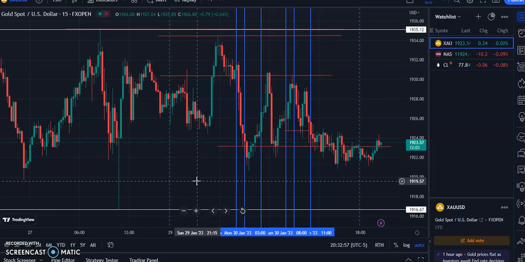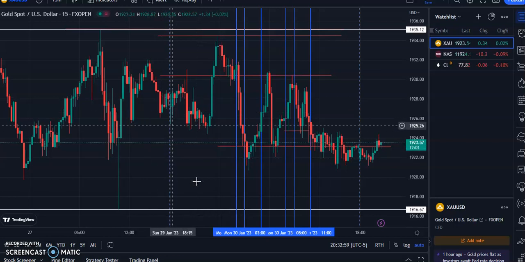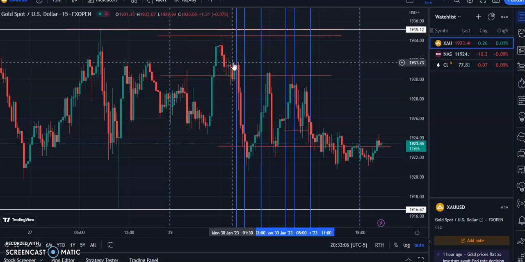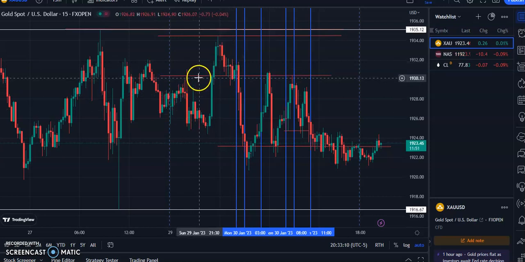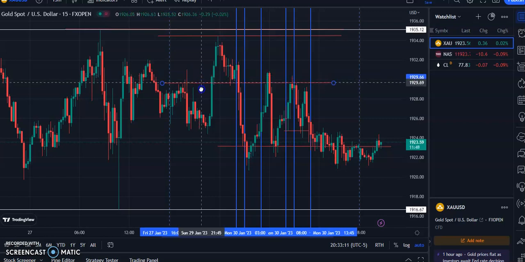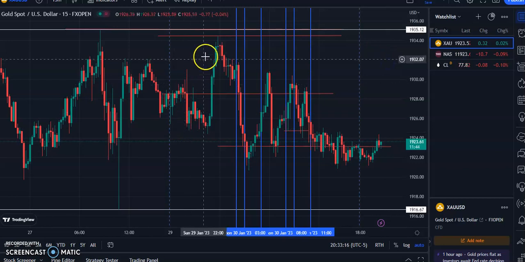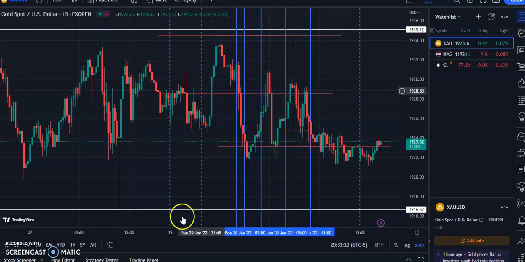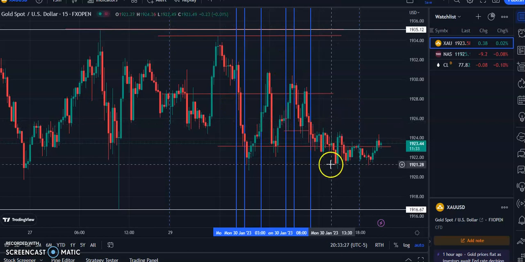Now, yesterday it was just a normal day where the market moves back and forth towards the high and the low of the day. And as you can see, we have our reference point. So the market is oscillating between the open. It's not moving in any particular direction.